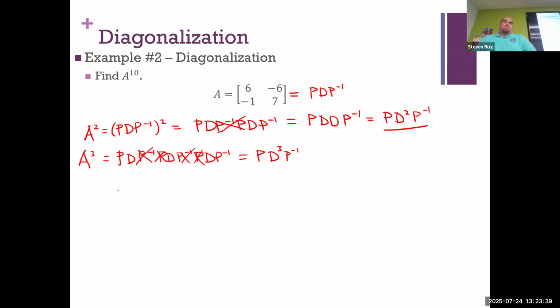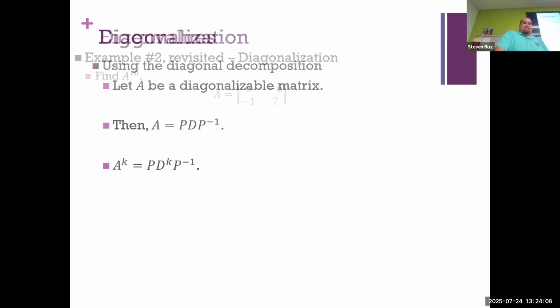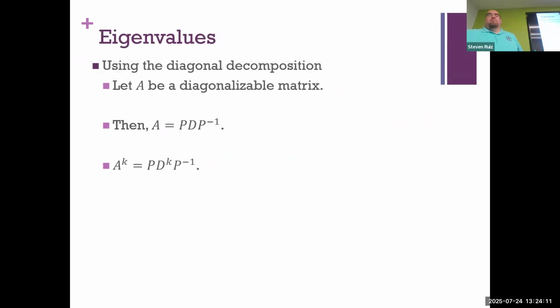Absolutely. So this is one of the things that this diagonal decomposition is good for, is that you can evaluate A to any power, including the case where I want to keep that power arbitrary. So A to the K is equal to P D to the K, P inverse. How are we doing? We okay with the rationale and why that works?